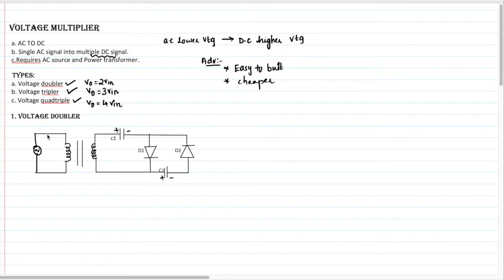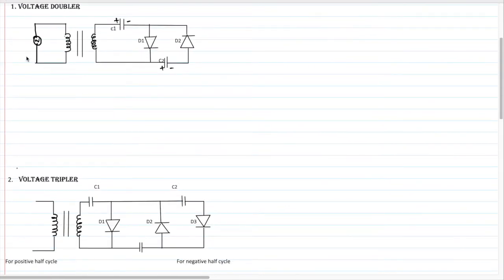So first we will see the voltage doubler. A voltage doubler means, as I already told, the output voltage should be twice the input voltage. Say you are applying an AC signal. First we will see the positive and the negative cycle. First you will apply a positive cycle.